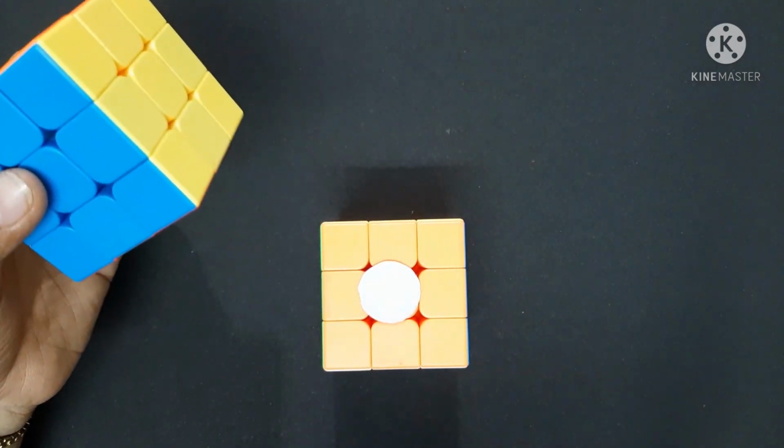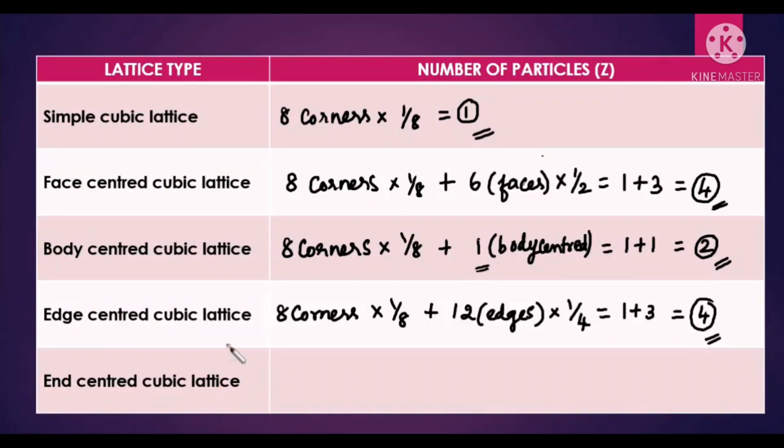So we shall calculate now. In the end-centered cubic lattice, as I told you, it has 8 corners, obviously 8 corner atoms, and the contribution will be 1/8 each, plus it has 2 atoms in opposite faces. So 2 into 1/2, as each is shared by 2 adjacent cells. That will be equal to 1 plus 1, that is equal to 2. Understood, students? So totally 2.